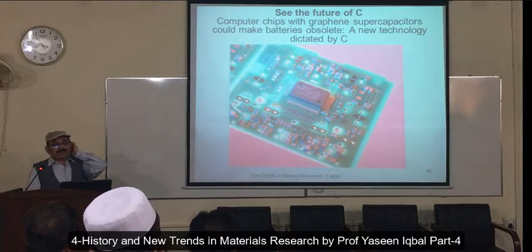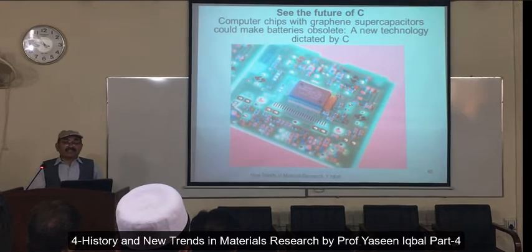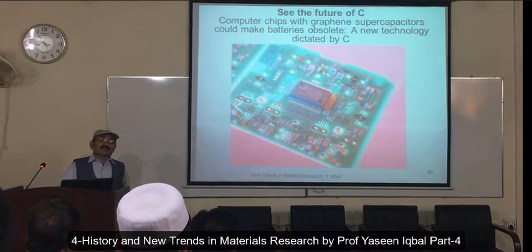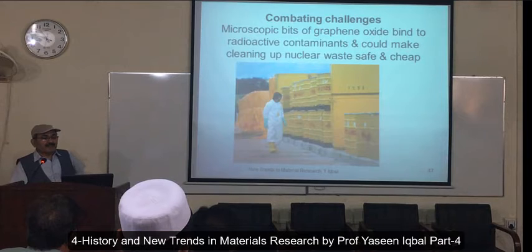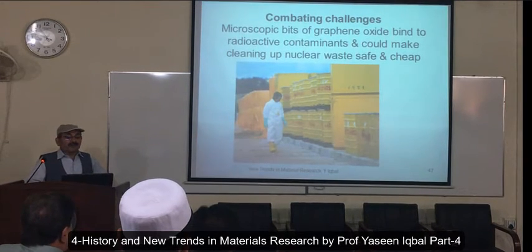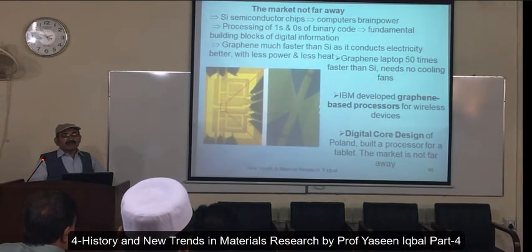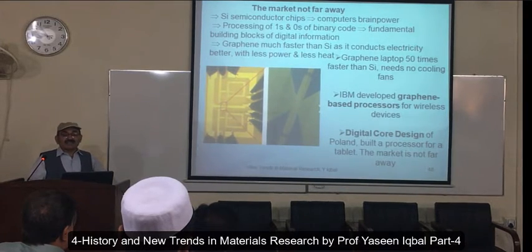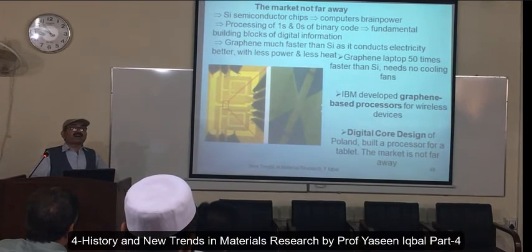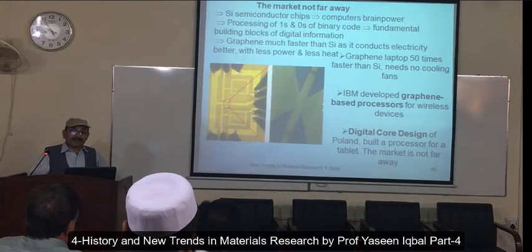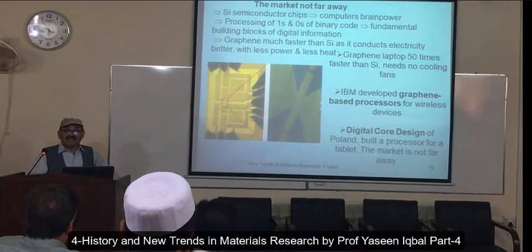Computer chips with graphene supercapacitors could make batteries obsolete. A new technology dictated by the old man carbon. What is this? Microscopic bits of graphene oxide bind to radioactive contaminants and could make cleaning up nuclear waste safe and cheap. The market is not far away. Silicon semiconductor chips will be replaced by graphene and they will become 50 times faster. 50 times faster. 1,000 will change into 50,000. 1 lakh will change into 50 lakhs.